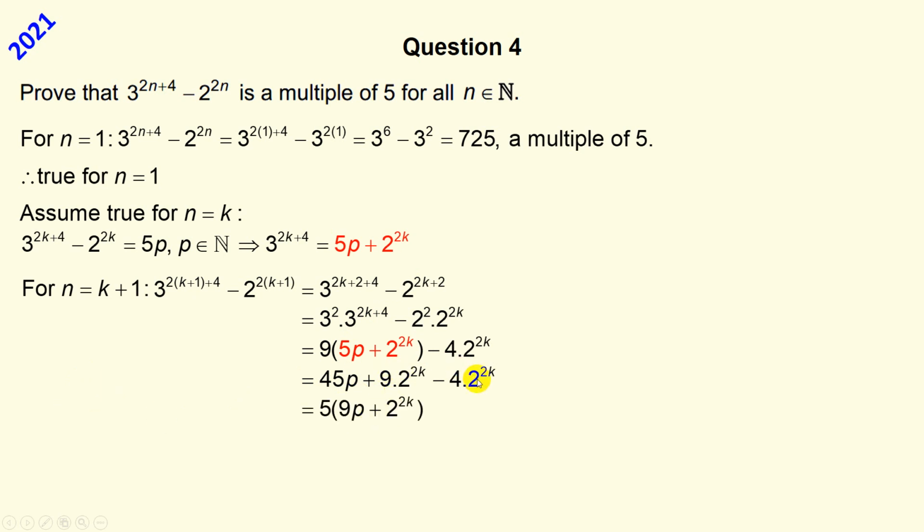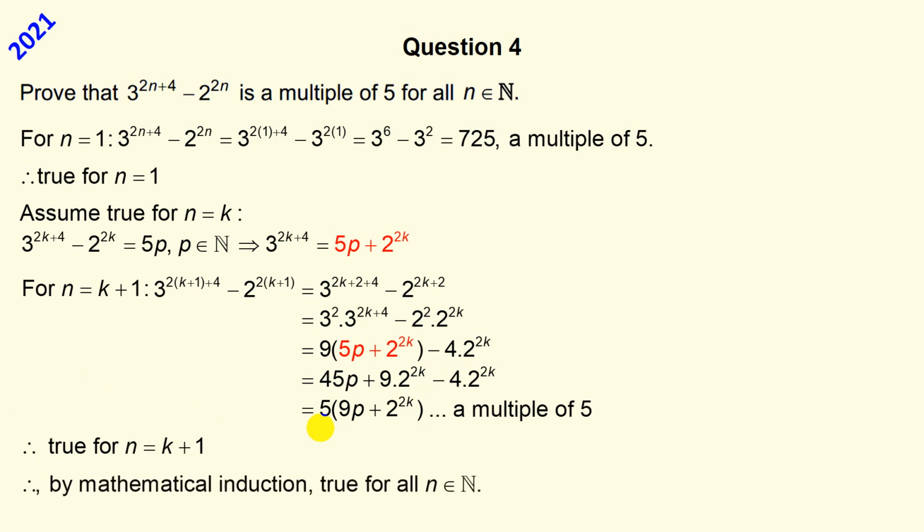Well, have a look. This is 5 times 2^(2k). I can take out a common factor of 5, and there we are. It's got to be a multiple of 5. So therefore true for n equal to k plus 1, and we can make our final statement. Therefore, by mathematical induction, true for all n element of natural numbers.